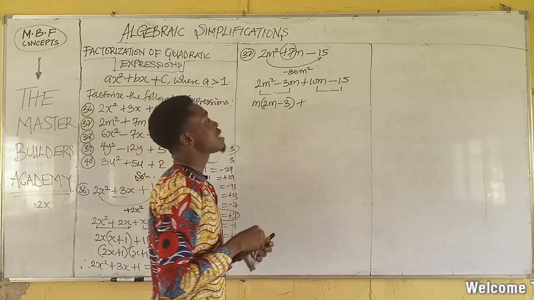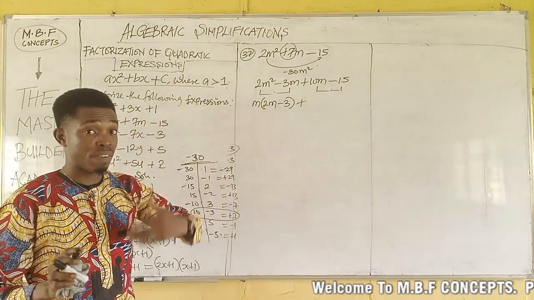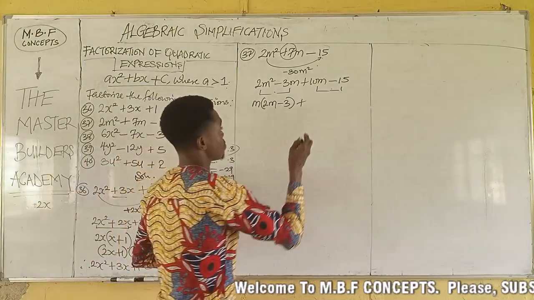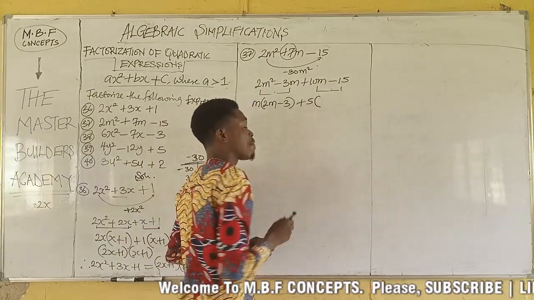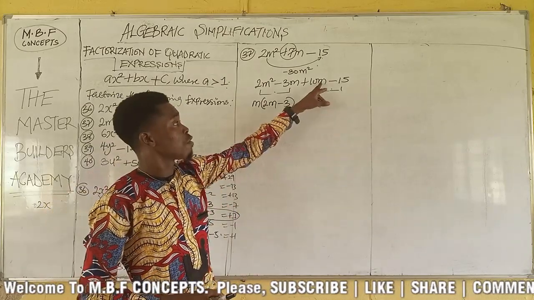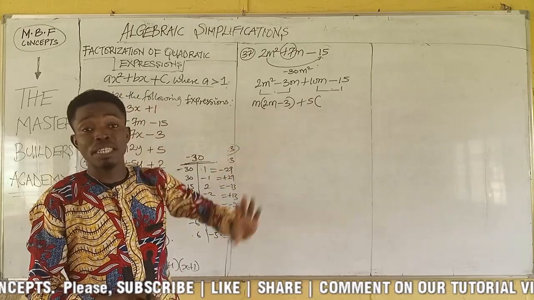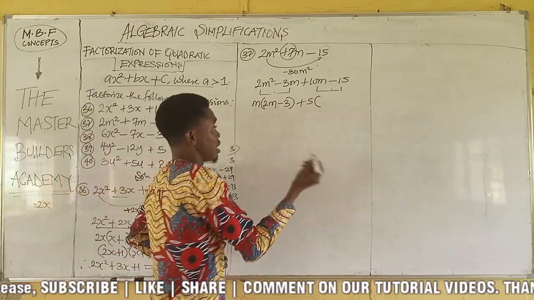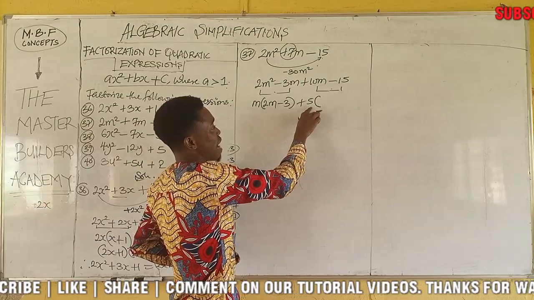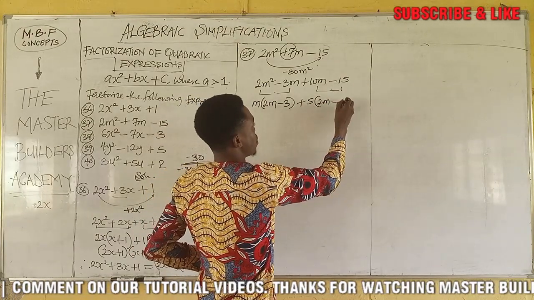Now between 10 and 15, what is common? 5. 5 can divide 10 and also divide 15, so you put down 5. Now that we know that 5 is the highest factor of 10 and 15, then we know that what we have in the first bracket here can be repeated there. As simple as that. The same way, 10m divided by 5, we are going to have 2m. Then minus 15 divided by 5, we are going to have minus 3.